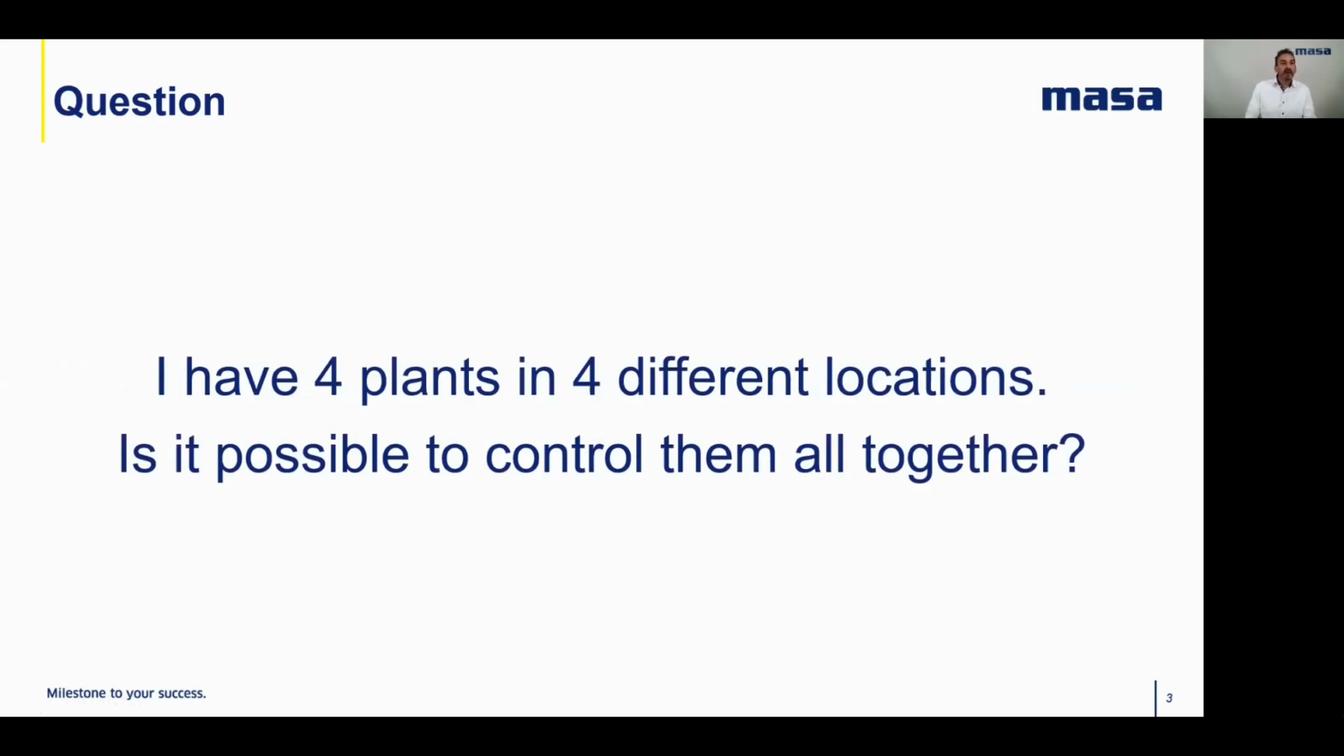Next question. I have 4 plants in 4 different locations. Is it possible to control them all together? Yeah, in general, yes. The API can supply more than one plant with data. Here it depends on how the network infrastructure between the plants is managed. You can also use one API for each plant. The data structure is not affected by this.